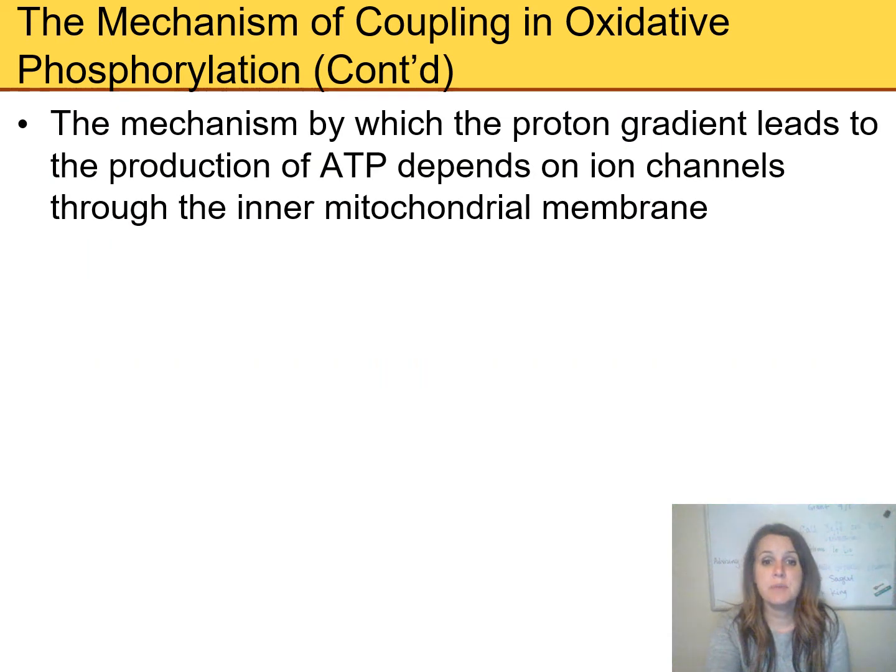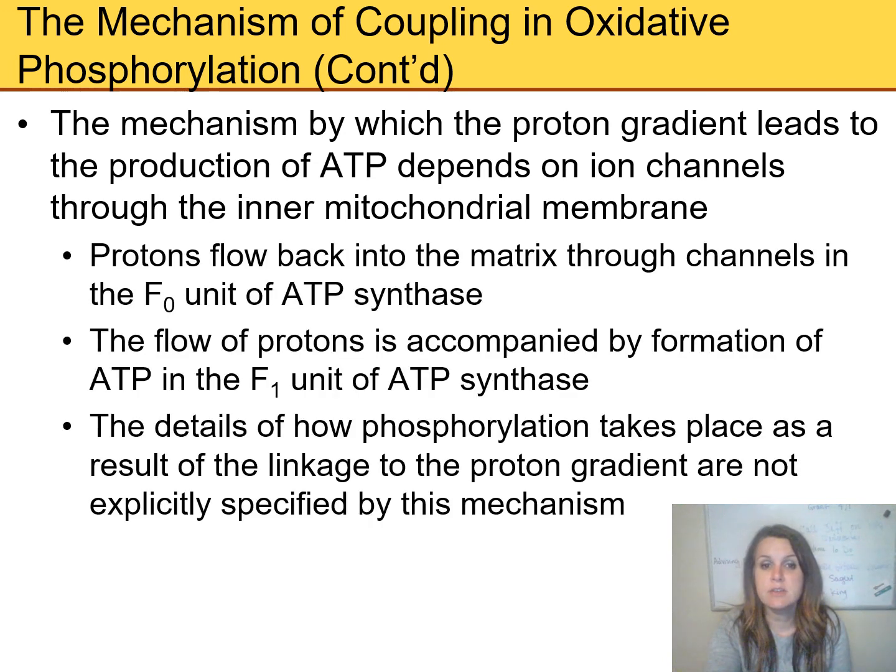So the mechanism by which the proton gradient leads to ATP depends on ion channels that help that ATP synthase move, like I showed you before. Basically, protons flow back into the matrix through channels in the F0 subunit, and the flow of those protons is accompanied by formation of ATP in the F1. Now, the mechanism for ATP formation isn't completely understood, but like I said, I have a video that I'm going to share with you that shows you a model for how it works.